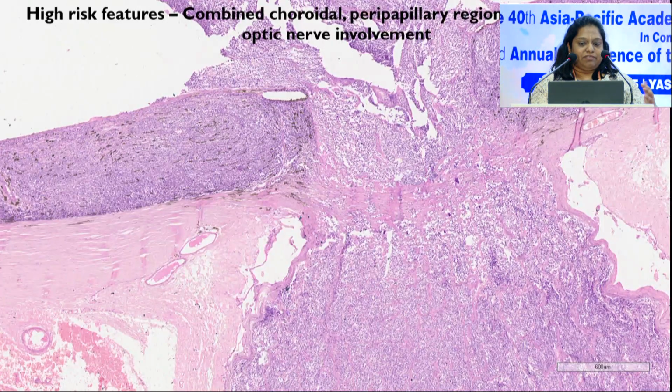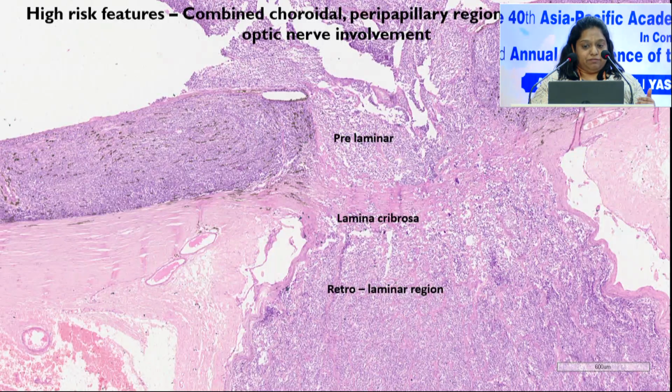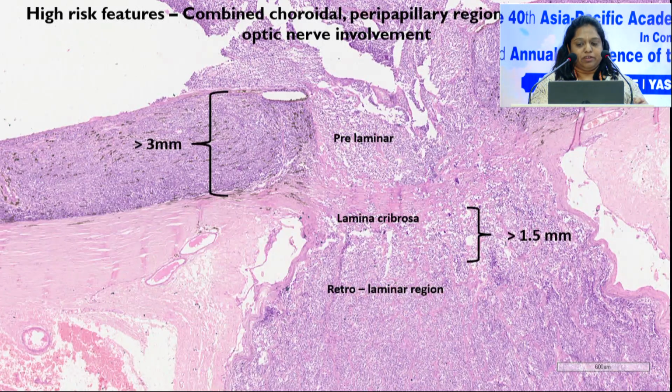So anywhere when we try to assess, now in this particular case, this is the prelaminar region, this is the lamina cribrosa and retrolaminar region, and you can see that the tumor cells are extending from the prelaminar to the retrolaminar region. And also you can see that there is a full thickness involvement of the choroid, and this is greater than 3 mm, and retrolaminar region with an extension of more than 1.5 mm. These measurements are important because these kind of cases pose high risk of metastasis.